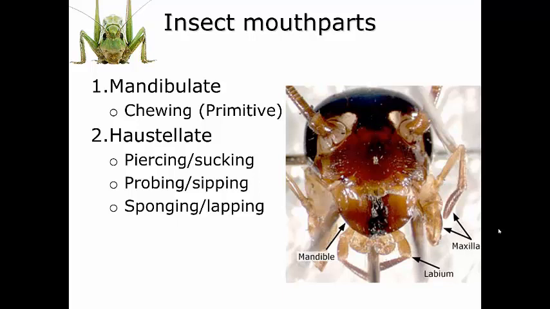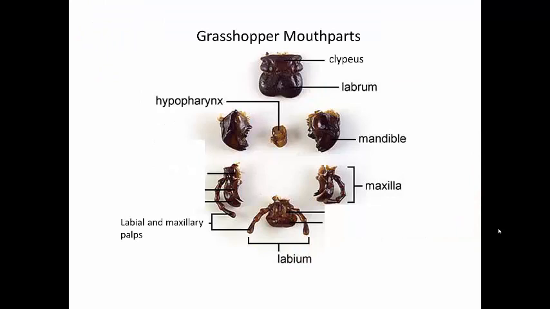The more specialized types of mouth parts we call haustellate. These haustellate mouth parts include piercing and sucking mouth parts, probing and sifting mouth parts, and sponging and lapping mouth parts. Now, since all mouth parts are derived from the same basic mandibulate mouth part, if you know the basic parts of that chewing mouth part, then you're going to be able to figure out what is going on with the more specialized ones.